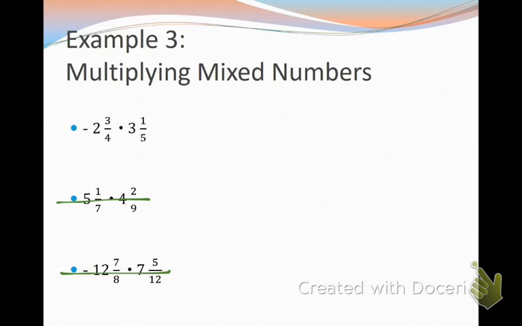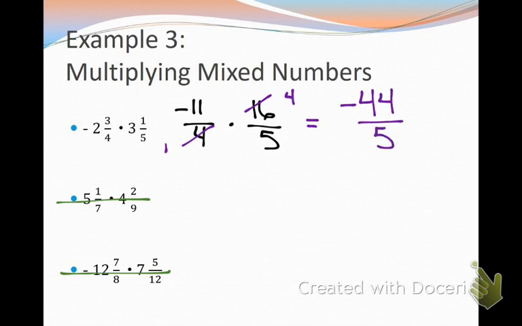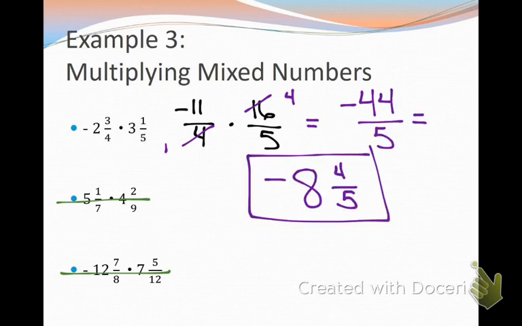Okay, so it's going to be a negative 11 over 4 and 16 over 5. Can I cross-reduce anything? Okay, you need to take advantage of any cross-reducing. All right, reduce that to 1 and 4. Negative 11 times 4 is negative 44 over 5, and I convert that back to a mixed number. You can use your calculators, or that's one that you may be able to do mental math. Okay? All right, so that's it for example 3.